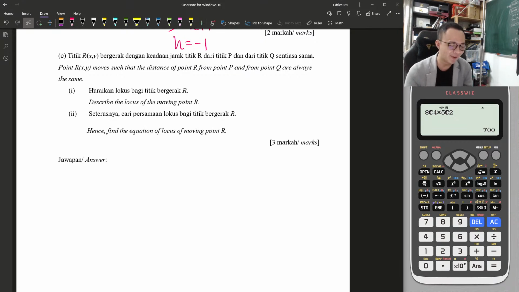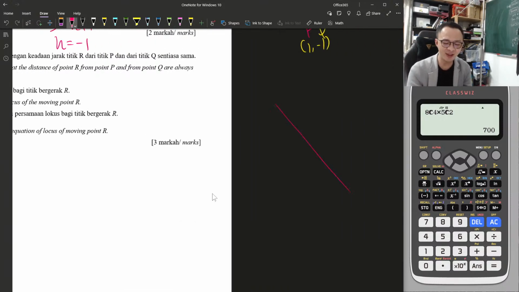All right, so R is a moving point, R is the locus, such that the distance of the point from P and from Q are always the same. So let's say P is over here and Q is over here. So my R will move like this. So this one will be my locus R.